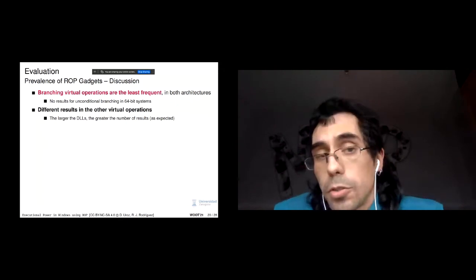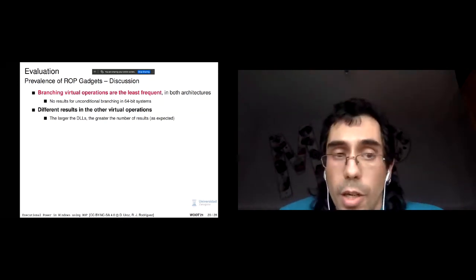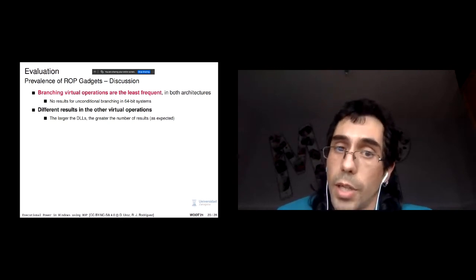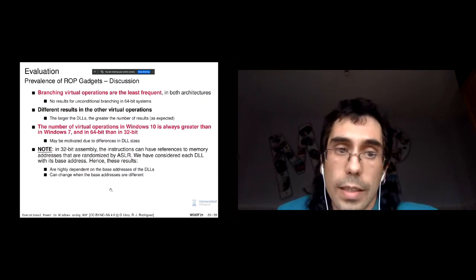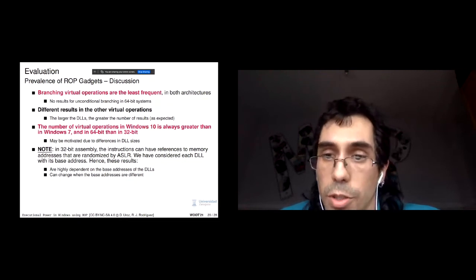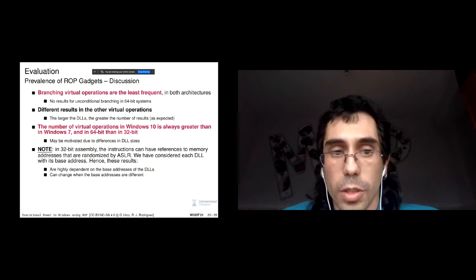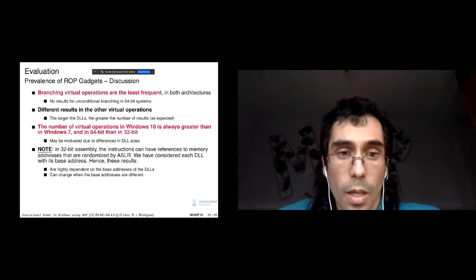Regarding the other virtual operations, the results are very diverse. And of course, as other authors claim in the literature, the larger the DLL, the greater the number of results. We have also observed that the number of virtual operations in Windows 10 is always greater than in Windows 7, and in 64-bit than in 32-bit. This can also be motivated by the difference in the size of the DLLs.